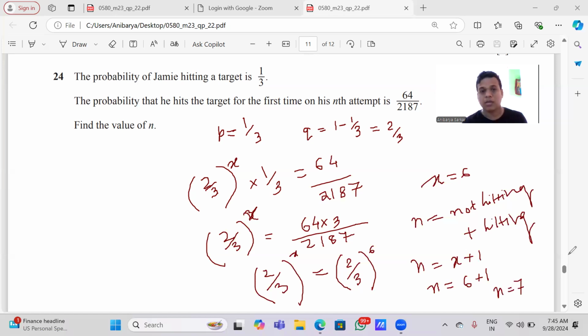Clear? Hope you understood. Now the next sum, the last sum of the question paper.